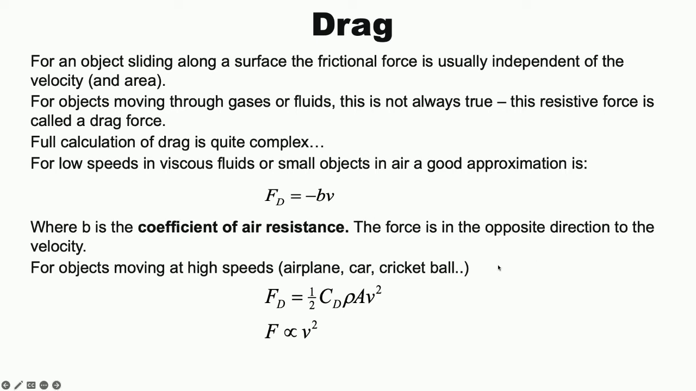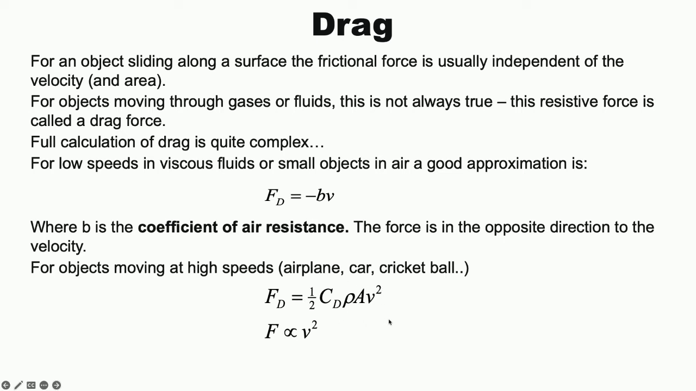But anyway, the other one is where we've got movement at higher speeds, aeroplanes, cars, cricket balls, and that's where we have this force which is proportional to the velocity squared. So they're the two equations that you would need to look at. So we can have a look at the CD, or the drag coefficient, and how that relates. So we've got the drag coefficient, rho, which is equal to density, the area, and then velocity squared. So that sort of makes sense.